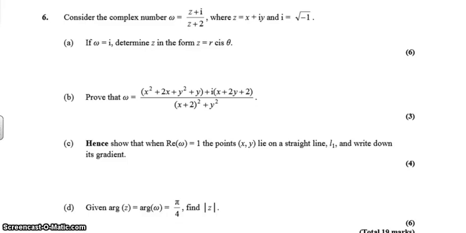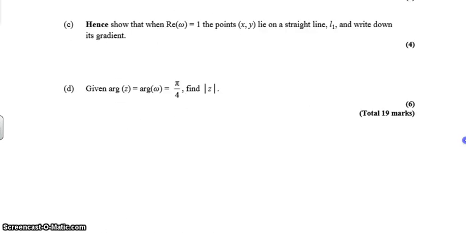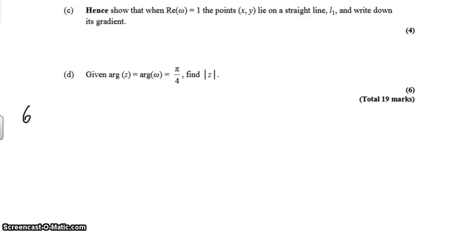Question 6. If we are to consider the complex number w, which equals (z plus i) over (z plus 2), where z equals x plus iy, and i is the usual square root of negative 1. Then, if w equals i, determine z in the form z equals r cis theta. The first thing we would have to do is to write that down.